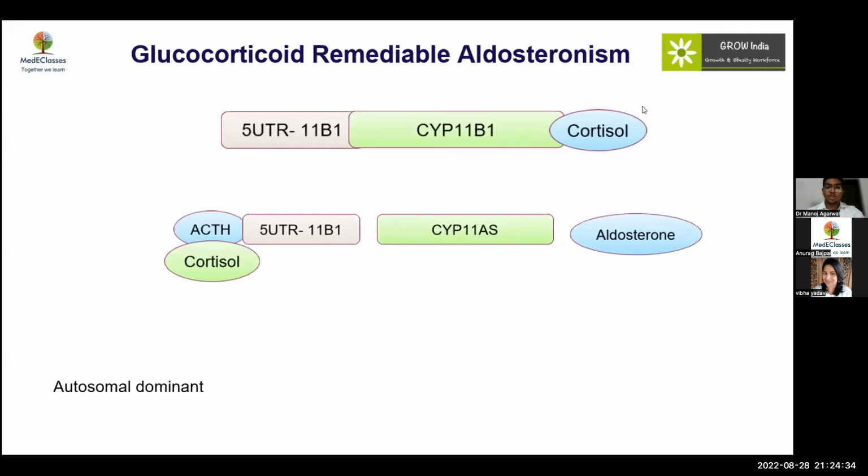This is an autosomal dominant condition, and onset starts before the age of 20, and there are more chances of complications, and this patient may present with early hemorrhagic strokes.